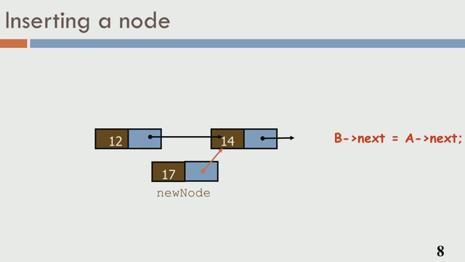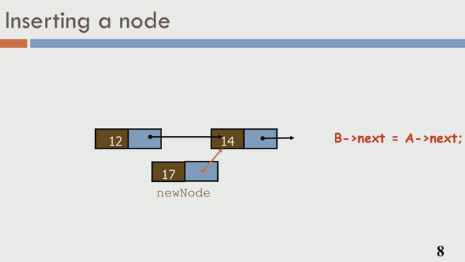What you really want to do is you have a new node which contains the value 17, and since you want it between 12 and 14, you want this node's next pointer to be 14, right? So how do you do that? If this node is B, B's next should be A's next. That's what we have here. So B's next is A's next.